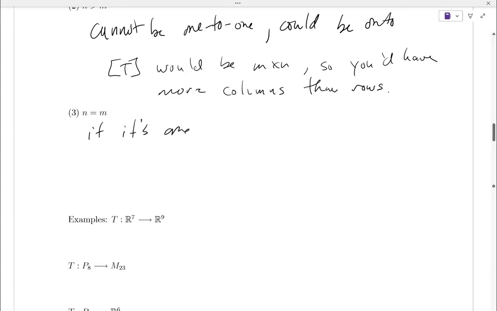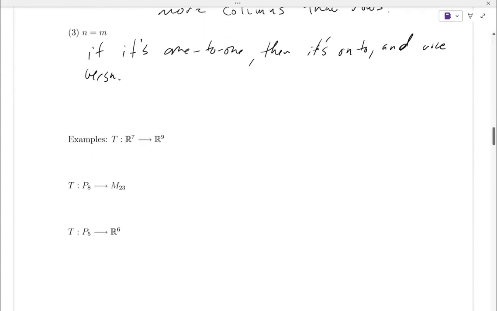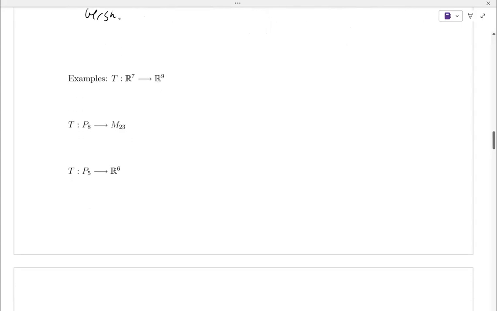So if it's 1-to-1, then it's onto, and vice versa. So if the dimensions are the same, if it's injective, it's automatically bijective. If it's surjective, it's automatically bijective. You use new words that we learned today that you were all very excited about. All right, so let's look at these spaces. Again, just quick checks using dimension.